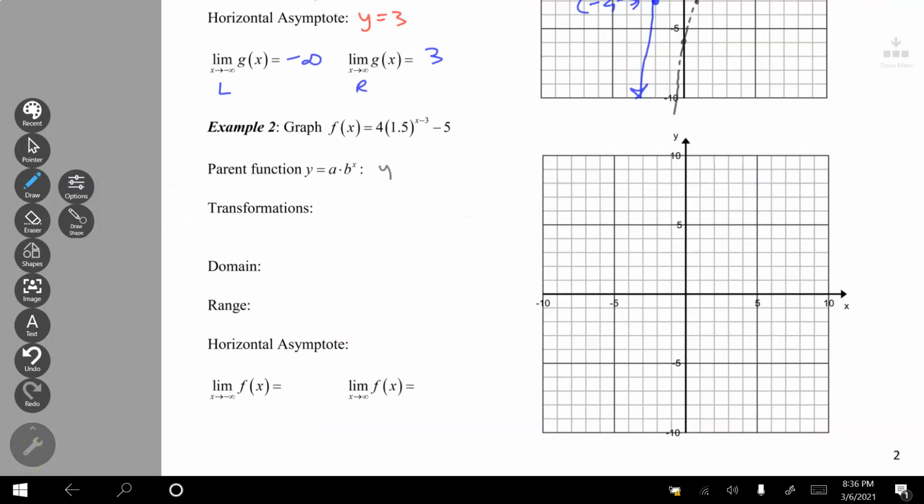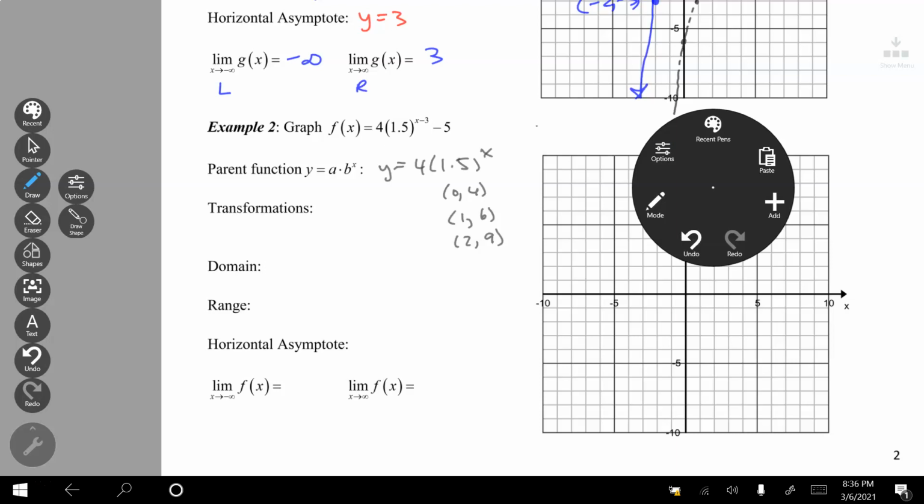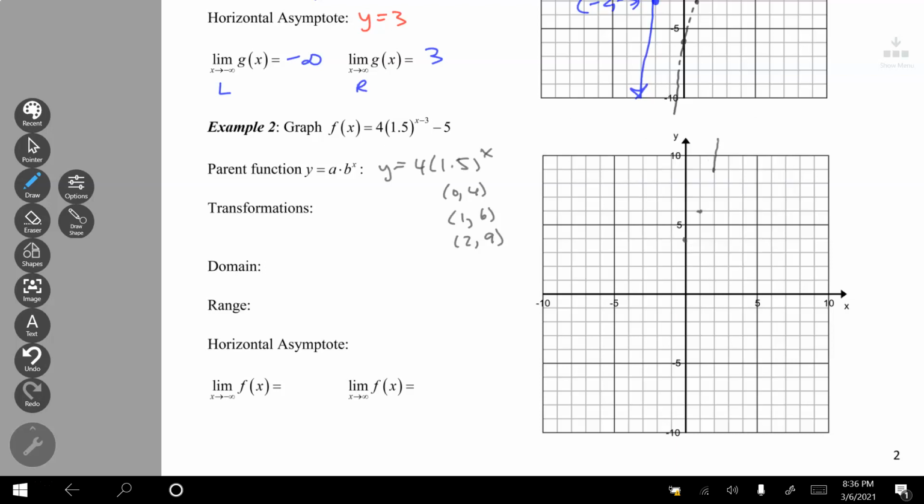Okay, my parent is going to be y equals 4 times 1.5 to the x. It already has a vertical stretch of 4 in it. I don't have to do it later. So some key points around this are 0, 4. Plug in 1, I get 6. Plug in 2, I get 9. 0, 4, 1, 6, 2, 9. And again, one side has to level off to 0. And there is the parent graph.